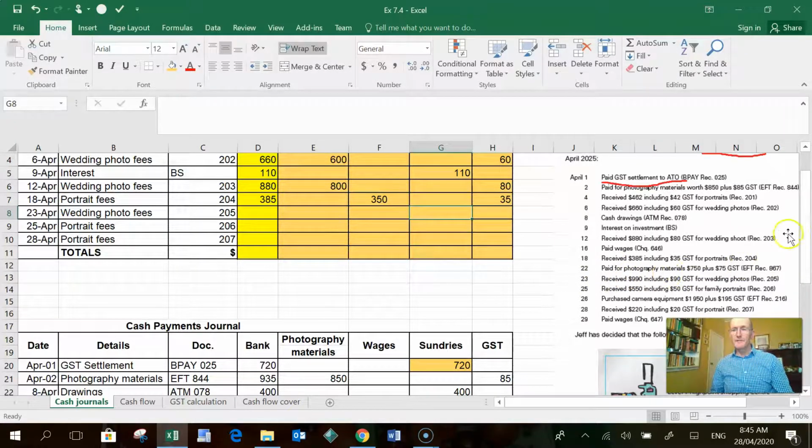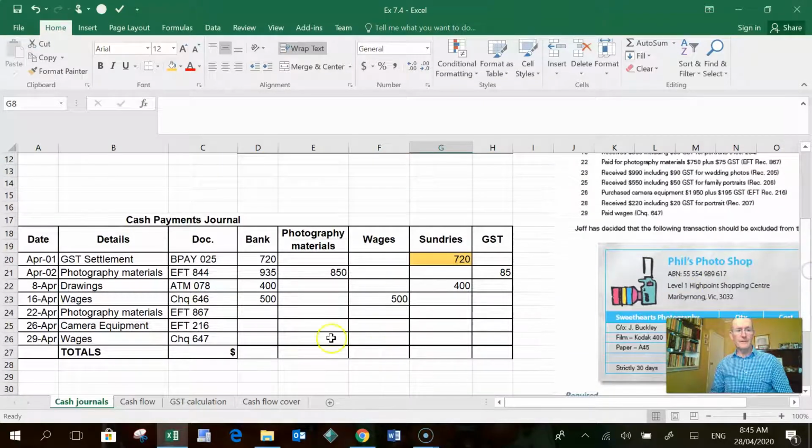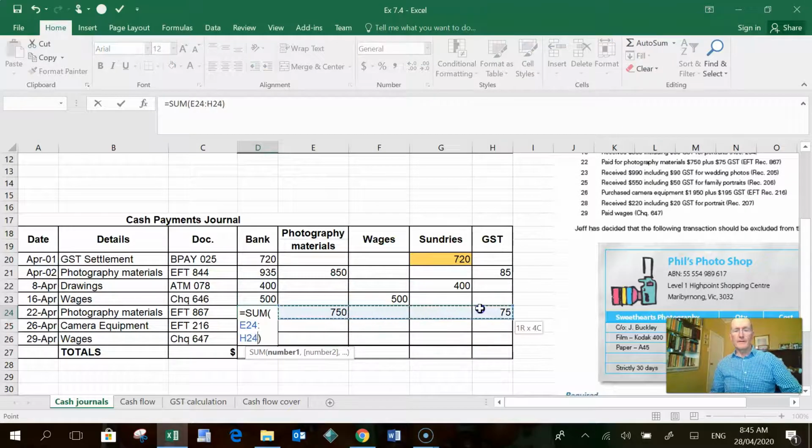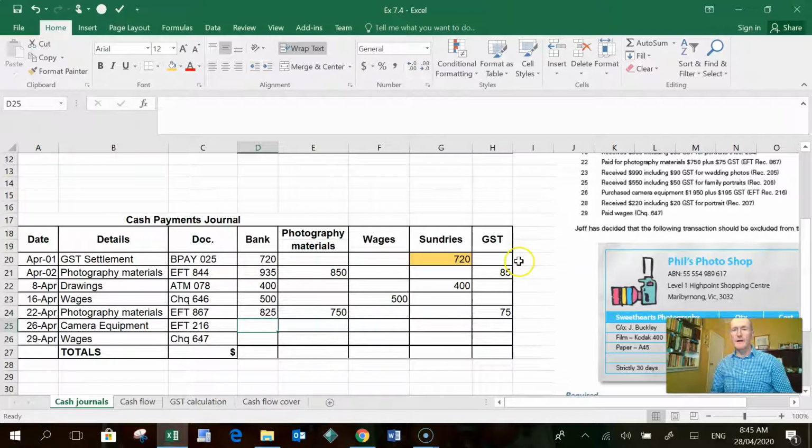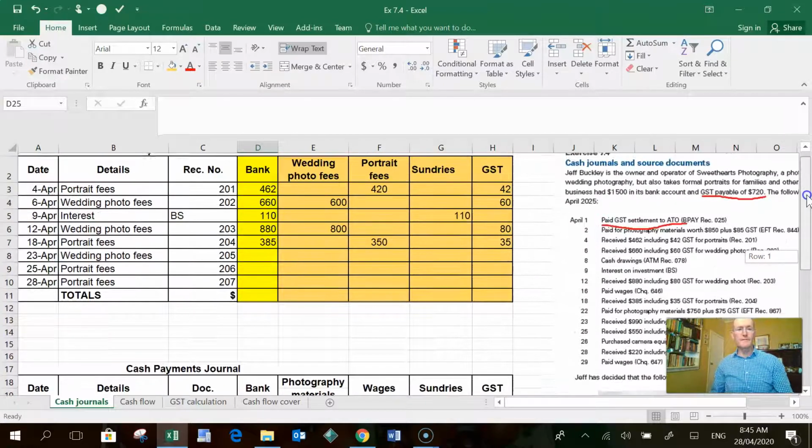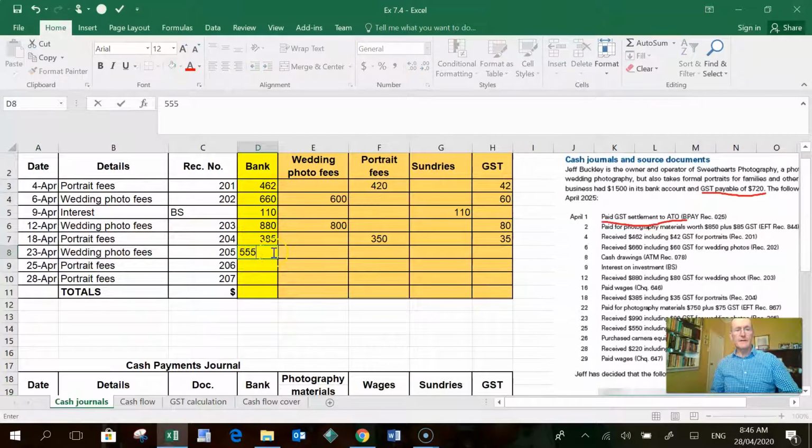Paid for materials, $750 plus GST. So $750 plus GST. Add the two together. We get $825. 25th received for family portraits, $550 including GST. So $550. Portraits, $500, GST $50.